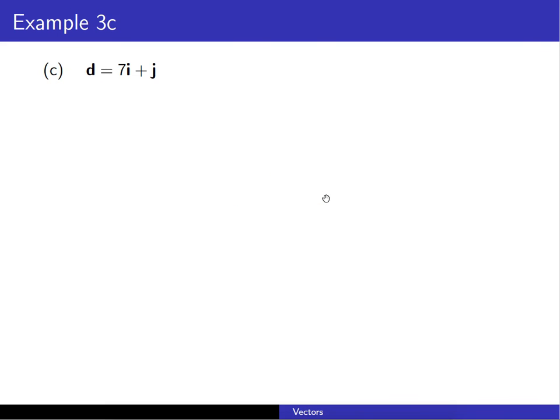All right, our last example in this video is going to be vector d, 7i plus j, or 7i plus 1j. So the magnitude of vector d is going to be the square root of 7 squared plus 1 squared. Don't forget there is a 1 in front of the j. 7 squared plus 1 squared is 50. So we're going to take the square root of 50, which we can simplify as the square root of 25 times the square root of 2. So the square root of 25 is 5, and the square root of 2 is the square root of 2. So our exact simplified answer for the square root of 50 is 5 times the square root of 2.